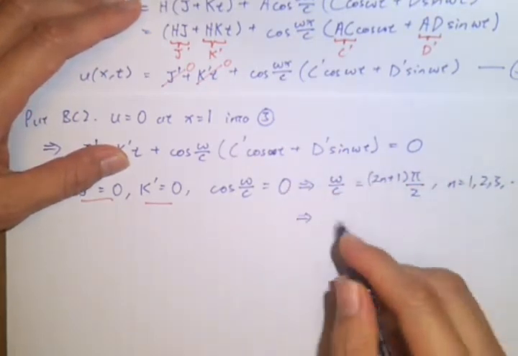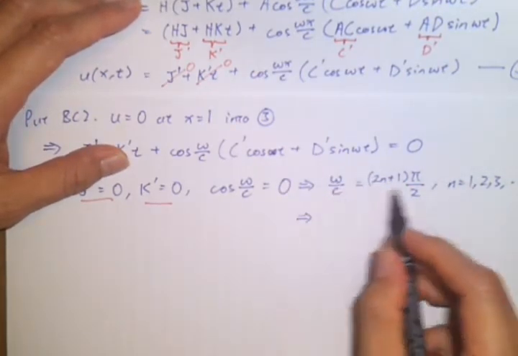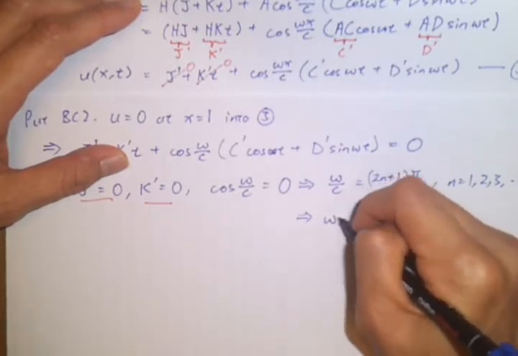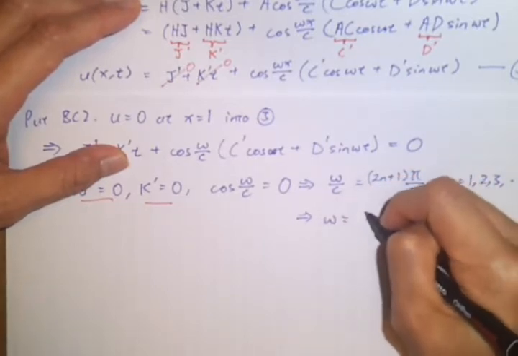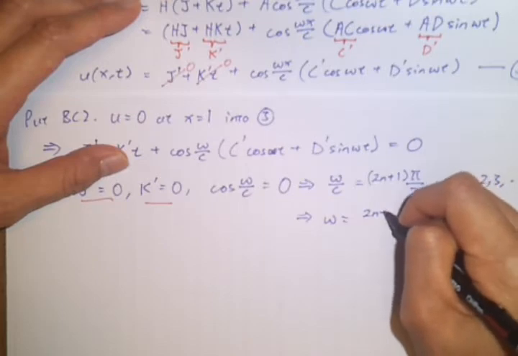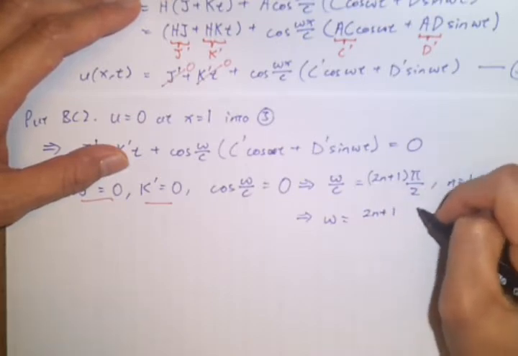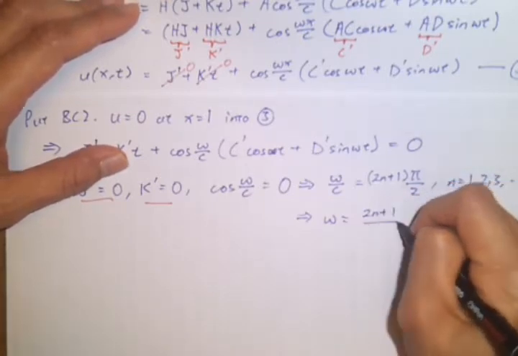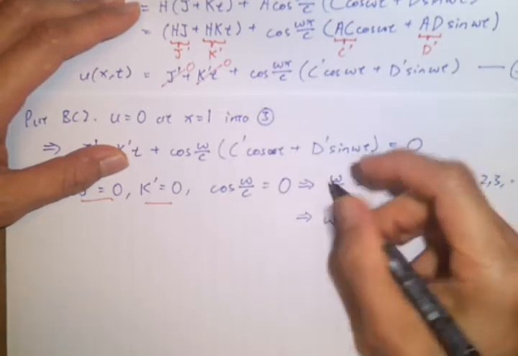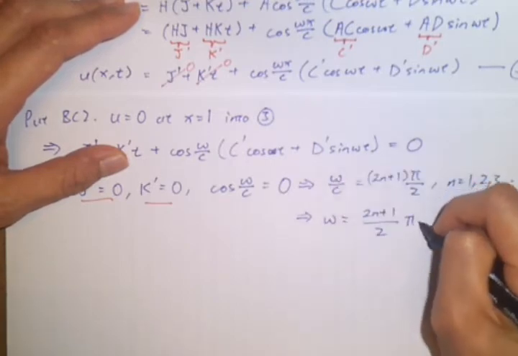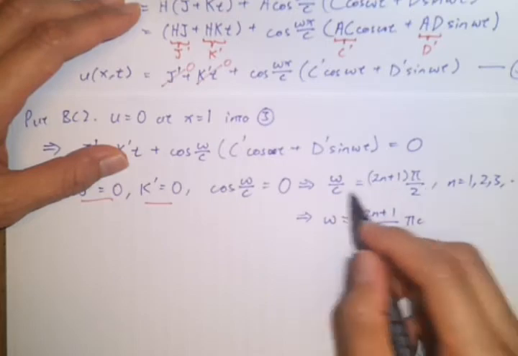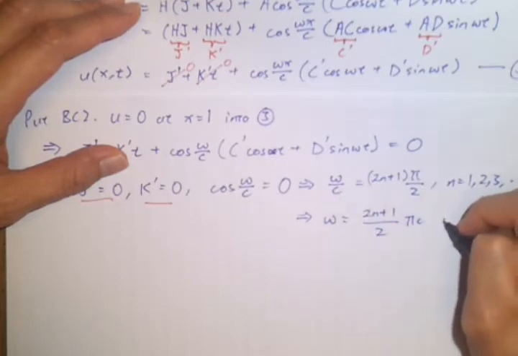So omega over c equals this, which means omega is then (2n plus 1) over 2 times pi times c, right? I'm just bringing the c over.